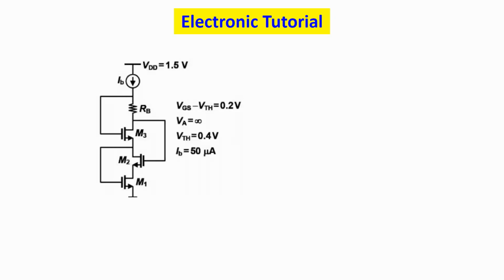In today's video we're going to talk about this circuit, and we're going to find the minimum and maximum value for this resistance RB in order for all of the transistors to work in the saturation region with this data available.